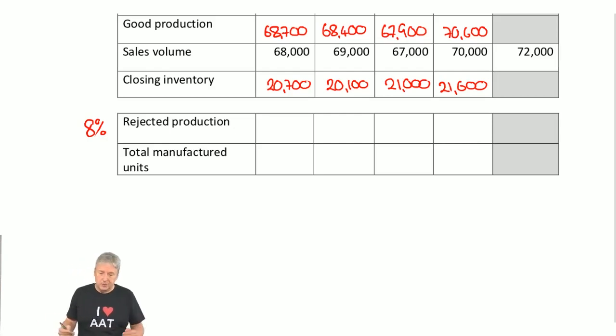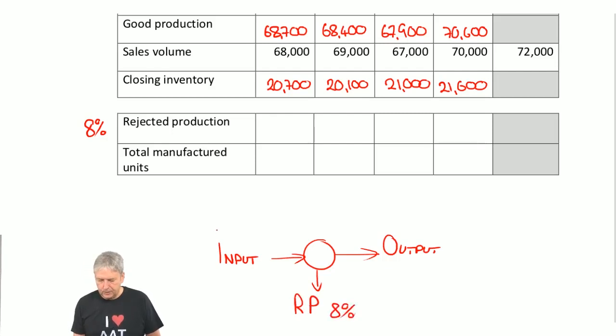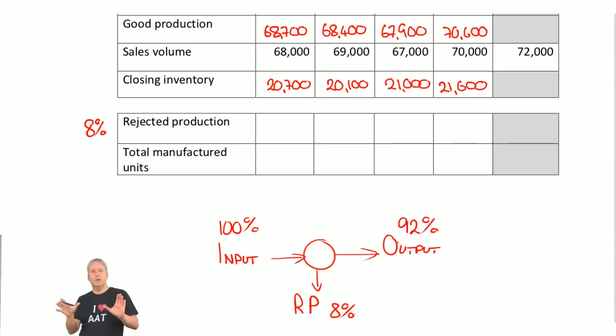Well, okay, in simple terms, aren't we going to say something like this? We've got our input, yeah? And we've got our output. And any rejected product, when we say 8% here, it relates to the input and not the output. Does that make sense to everybody? That's the way we'd normally play the game, isn't it? Yeah?